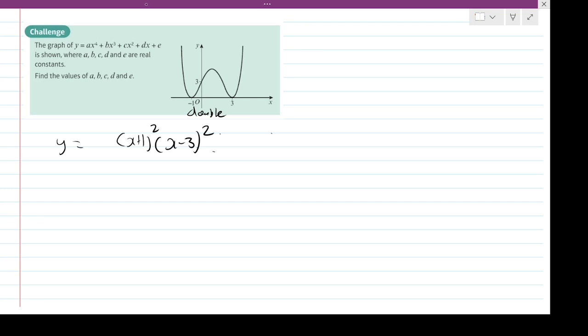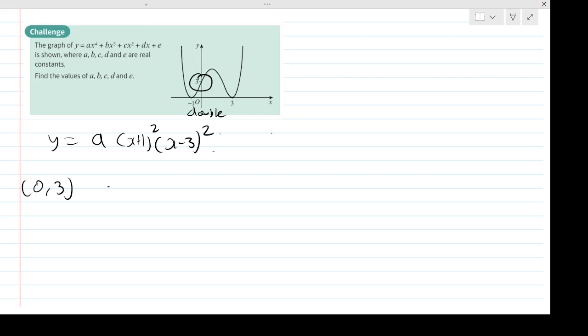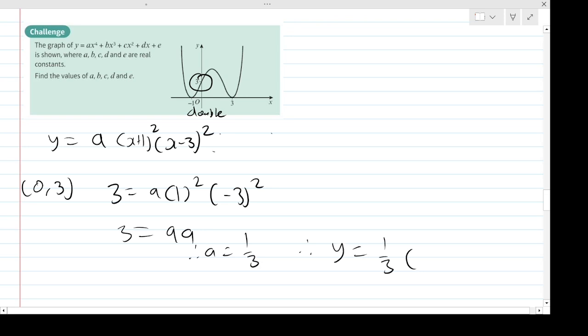Cool. But that wouldn't be complete. I then need to add on a numerical factor a, because if I was to solve this equal to 0, I could just divide by a, and then I'll get the same factors. So I need to account for that missing possible factor a. So to find a, well, I also know the y-intercept is at 3. So the y-intercept 3 means (0, 3). So if I substitute that in, that means 3 for y. It's going to be a lots of 1 squared times minus 3 squared if x is 0. So 3 is going to be 9a. Therefore, a is a third. And so my quartic is y is a third of (x plus 1) squared (x minus 3) squared.